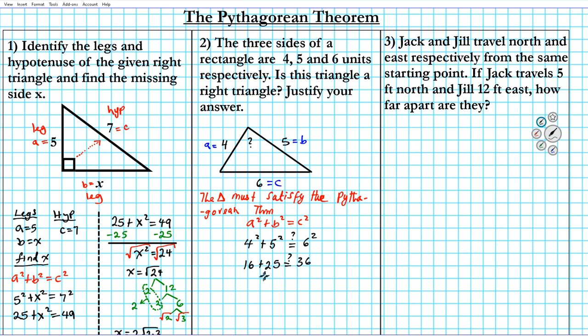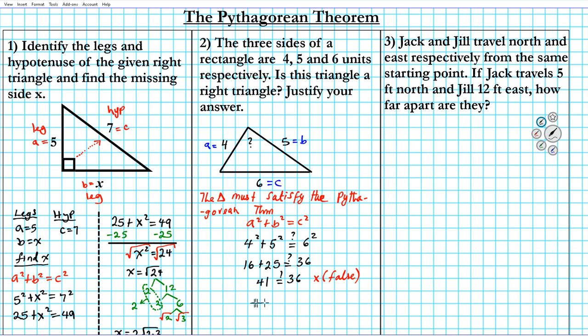16 plus 25 is 41. Is 41 equal to 36? No way. This is a false statement. So this triangle failed the test for the Pythagorean theorem. It's not a right triangle. The sum of the squares of the shorter sides is actually bigger than the square of the longest side, so it's actually an obtuse triangle. It's not a right triangle. If it were less, then it'd be an acute triangle.